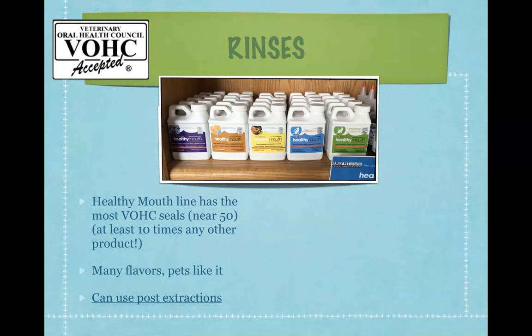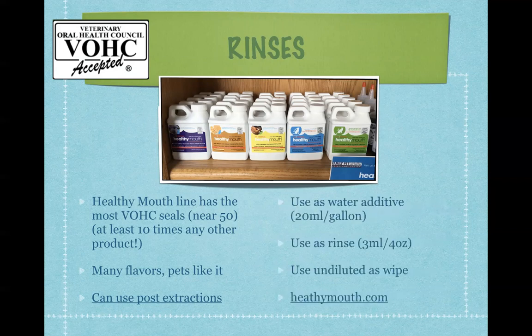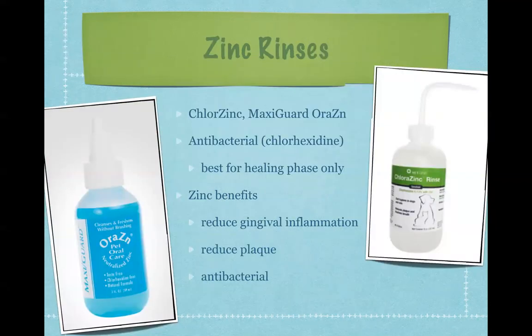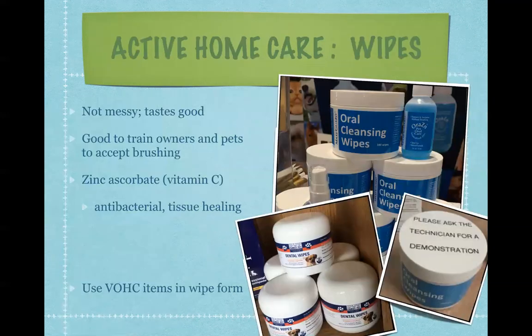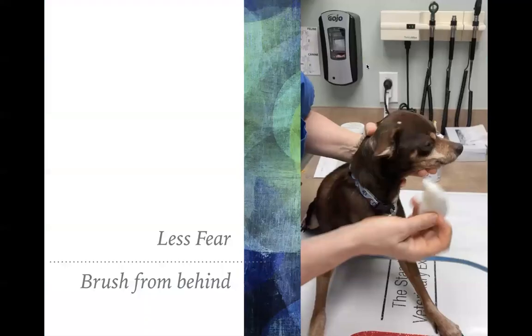Some people use it as a rinse, others use it as a wipe, or as a water additive, just as drinking water, because they come in different flavors. I like it after an extraction for the healing phase, but otherwise it's not my favorite choice. But we can continue and use those zinc benefits with things like MaxiGuard wipes that go along the gum line. And so it makes it easy to teach the pet and then accept brushing. And it's not messy, and a lot of times they taste really good for the pets.